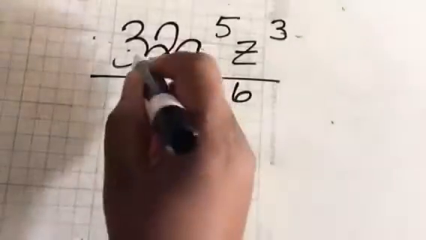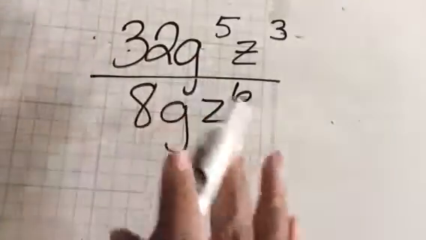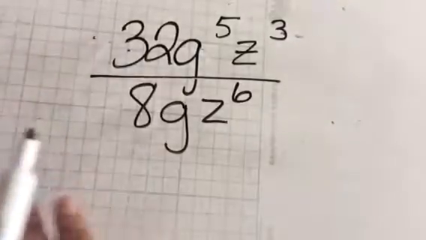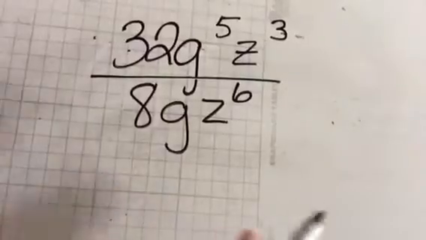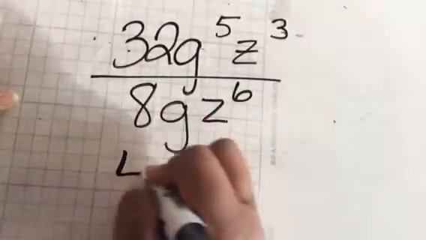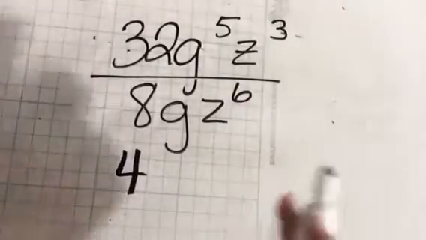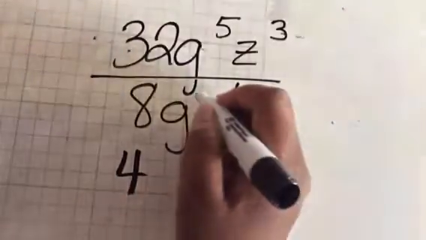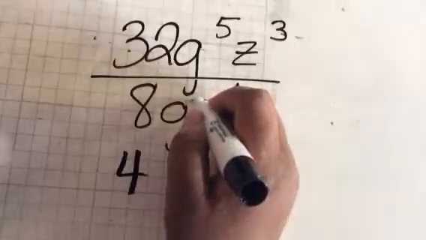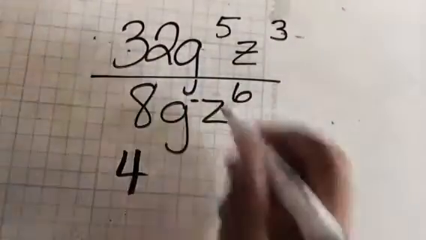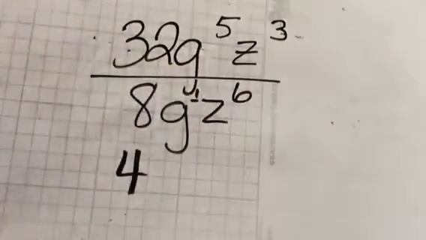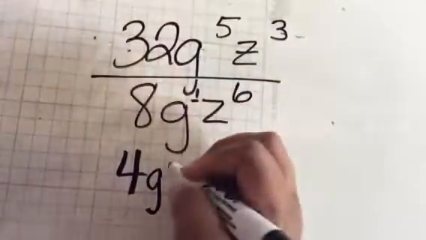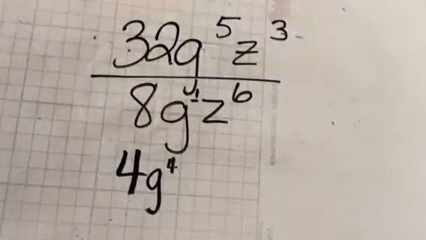Well, our coefficients are big numbers, so to speak. We divide. 32 divided by 8, just like you learned in the 3rd grade, is still 4. So 4, and then our g's, you subtract the exponents. If there is no exponent, you assume there's a what there? What exponent goes here? 1. So g is the base, and 5 take away 1 is 4. So g to the 4th power.